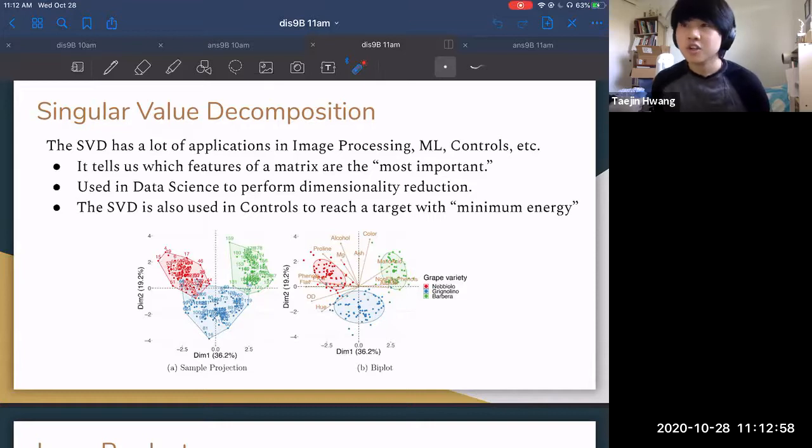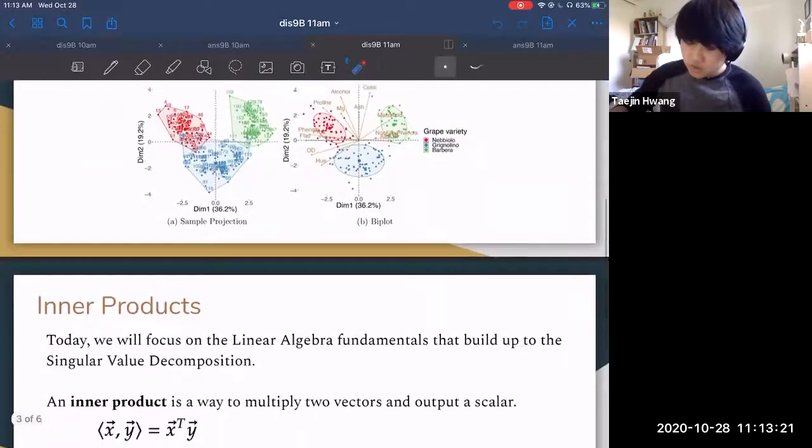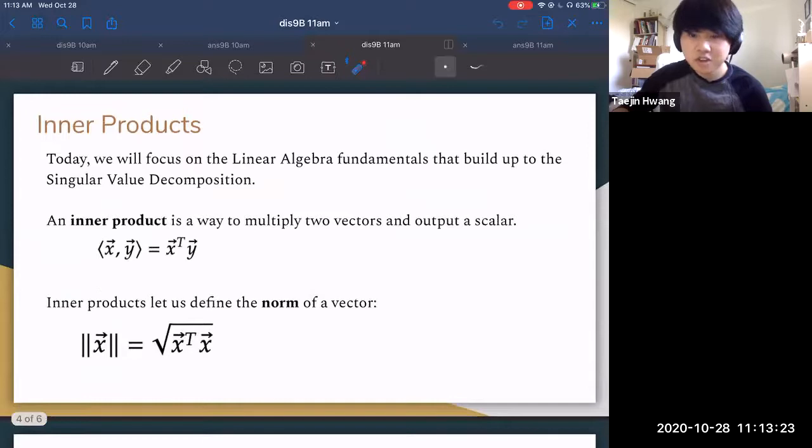So the SVD, in essence, is a special type of linear algebra tool, sometimes referred to as the Swiss Army knife of linear algebra. It has a lot of applications, as we'll see in the next couple of weeks. And today we'll just be looking at the fundamental linear algebra concepts to build up to it. So let's actually dive into some material now.